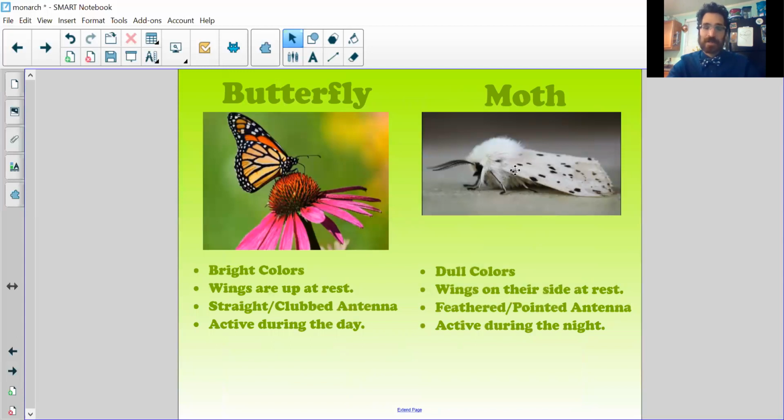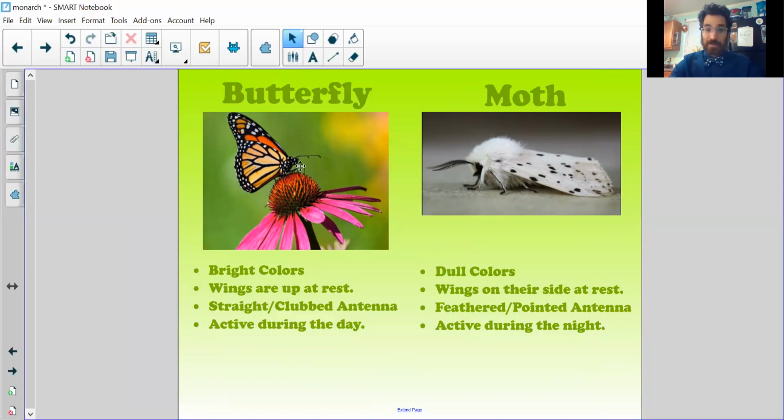So a butterfly and a moth are not the same thing. They look the same, but they have a lot of differences. See, a butterfly will have bright colors, a moth usually dull. At rest, a butterfly's wings are up like this. And for a moth, the wings are back and down.